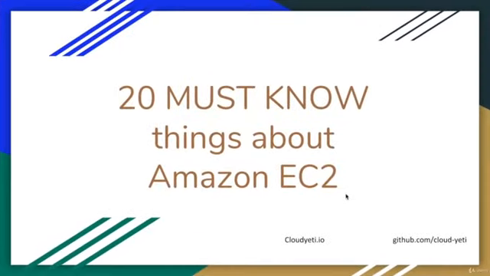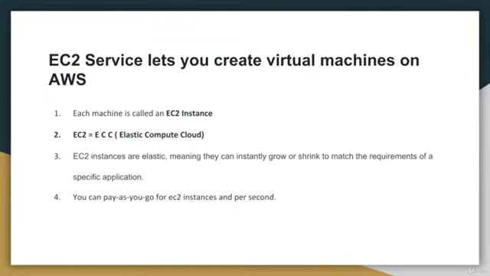Hello everyone. Welcome to this video. In this video, I'll start covering the 20 must-know things about Amazon EC2. So let's get started with fact number 1. EC2 service lets you create virtual machines on AWS. Each machine is called an EC2 instance.